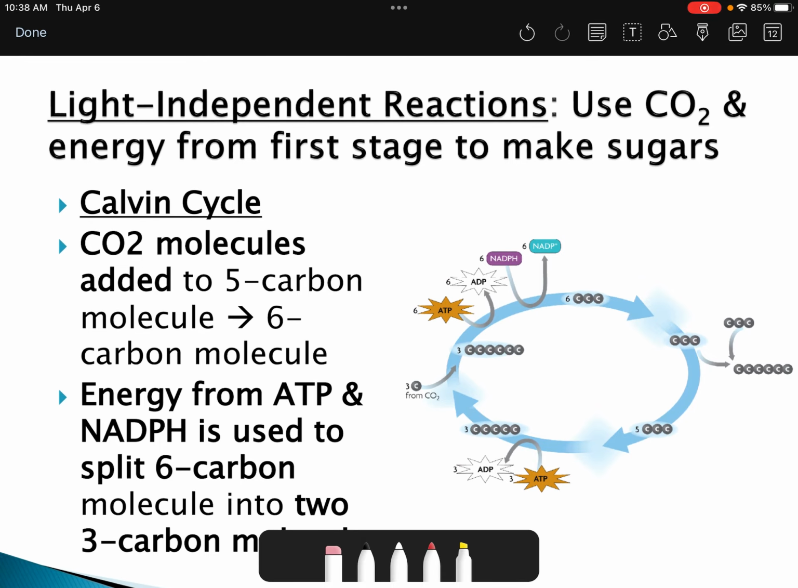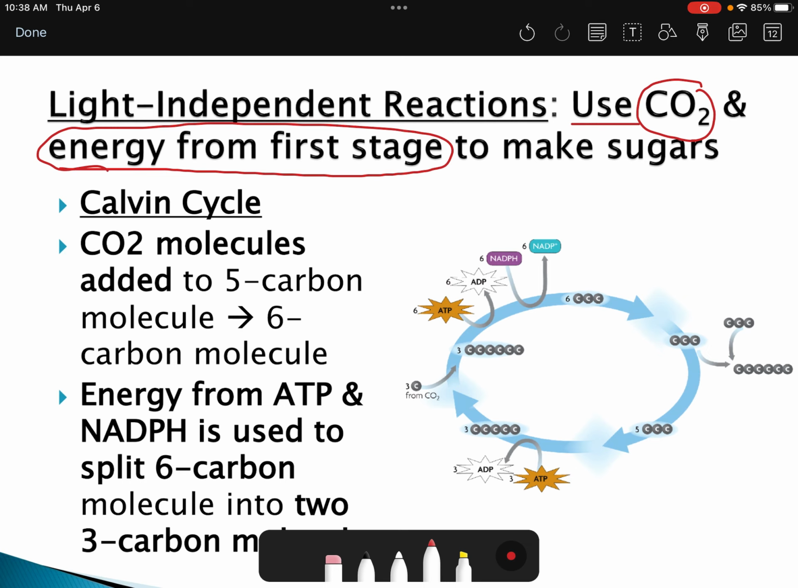So basically what's happening in the light-independent reactions is that we're now going to use the carbon dioxide as well as energy from the first stage. Oh, what energy was that again? Oh yeah, it was NADPH and ATP. Remember how those were made during the light-dependent reactions? We're now going to use those along with carbon dioxide to make sugars, okay? Namely glucose, okay? So this is called the Calvin cycle.